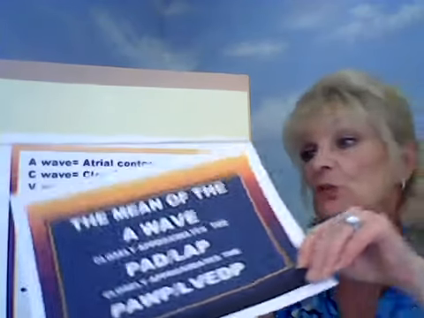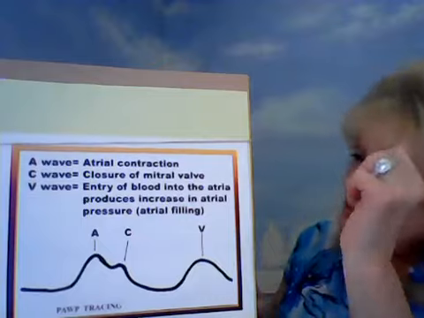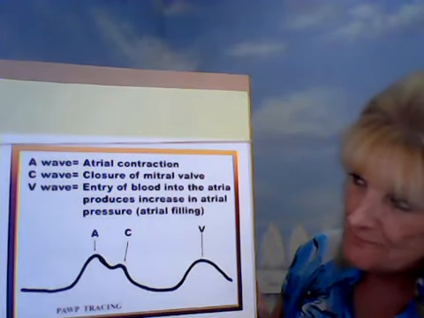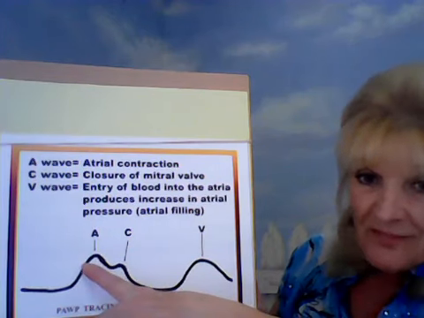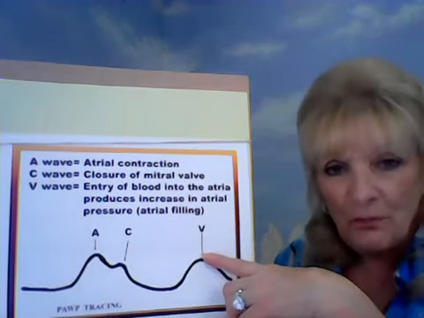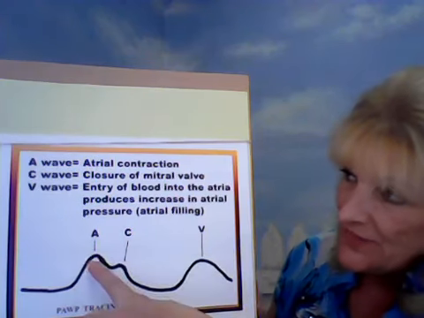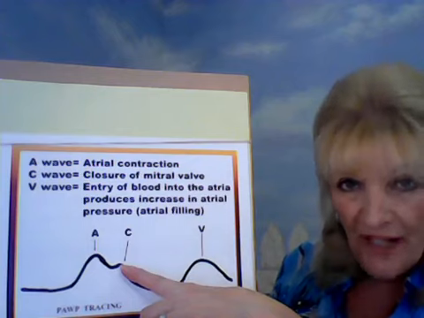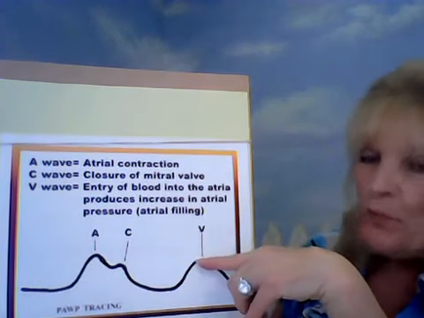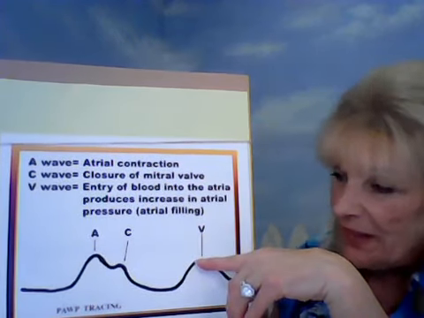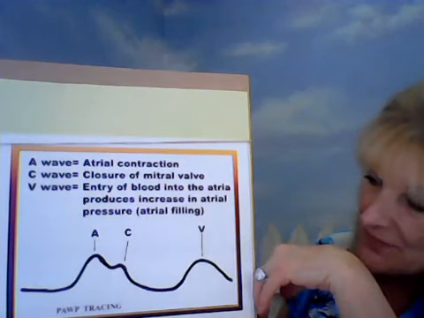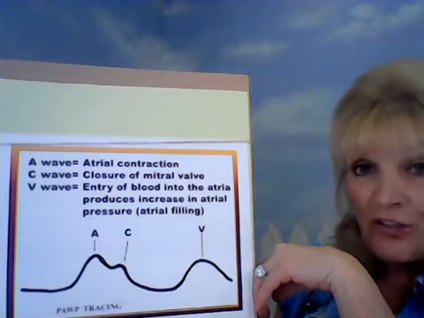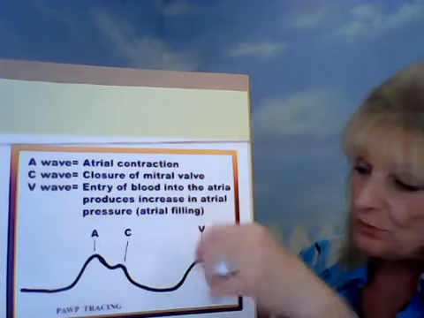When you put air into the balloon and you get a wedge, you'll see the waveform will change. When you put air into the balloon, you will see an A wave, a C wave, and a V wave. Now, the A wave is atrial contraction, the C wave is mitral valve closure, and the V wave is atrial filling. And when you see these waves, it's easy to identify them when you correlate them with the EKG that is usually above this reading.